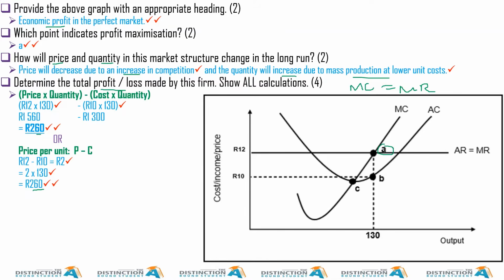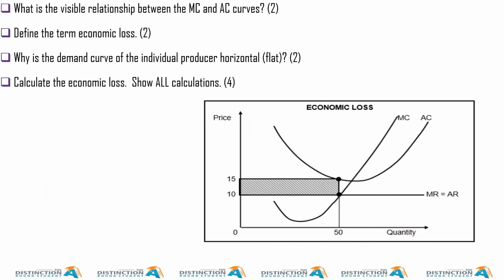Right there and right there. But how do we do it? We can say the difference between these two times this, or we can say that other one, total revenue minus total cost. To get our total revenue, we say average revenue times quantity. To get our total cost, we say average cost times quantity. But this one is the shortest, the one where you say 12 minus 10, which is 2. 2 times 130, you get it.